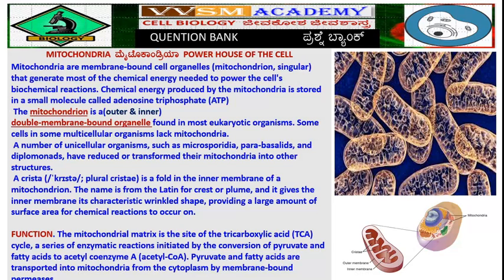A crista, plural cristae, is a fold in the inner membrane of a mitochondrion. The name is from the Latin for crest or plume, and it gives the inner membrane its characteristic wrinkled shape. The cristae provide a large amount of surface area for the chemical reactions to occur in the mitochondria. The matrix is the region between the two membranes, outer and inner.